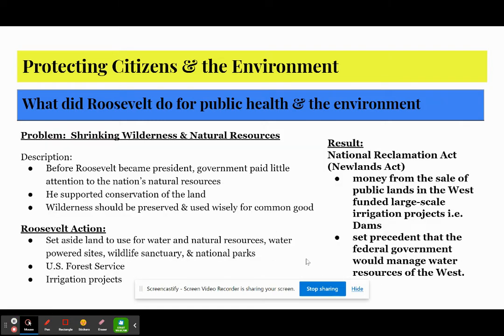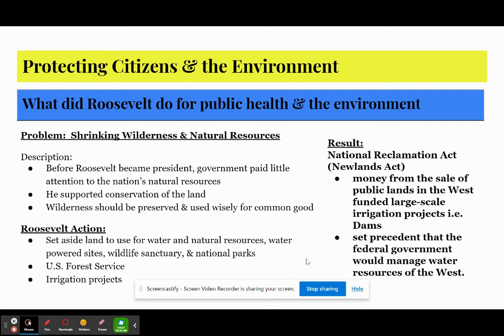So the third C, according to the Square Deal, was conservation of natural resources. Before Roosevelt became president, the government paid little attention to the nation's natural resources. And again, they had been pillaged by industry. Industry needed natural resources, and we know that the United States had an abundance of natural resources, which was one of the reasons why we were able to so effectively industrialize. But he wanted to make sure that we weren't going to ruin all of our land and all of our resources. So he supported the conservation of land, that wilderness should be preserved and used wisely for common good.